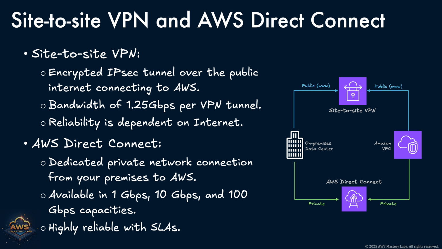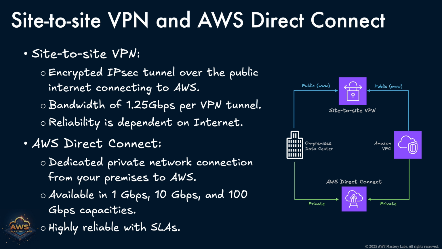When building hybrid cloud architectures with AWS, connecting your on-premises network to your AWS virtual private cloud is a critical first step. AWS offers two primary solutions for this connectivity: site-to-site VPN and AWS Direct Connect, each serving different needs based on performance, reliability, and cost. Site-to-site VPN is the more accessible and flexible option. It uses the public internet to establish an encrypted IPsec tunnel between your data center and your VPC.